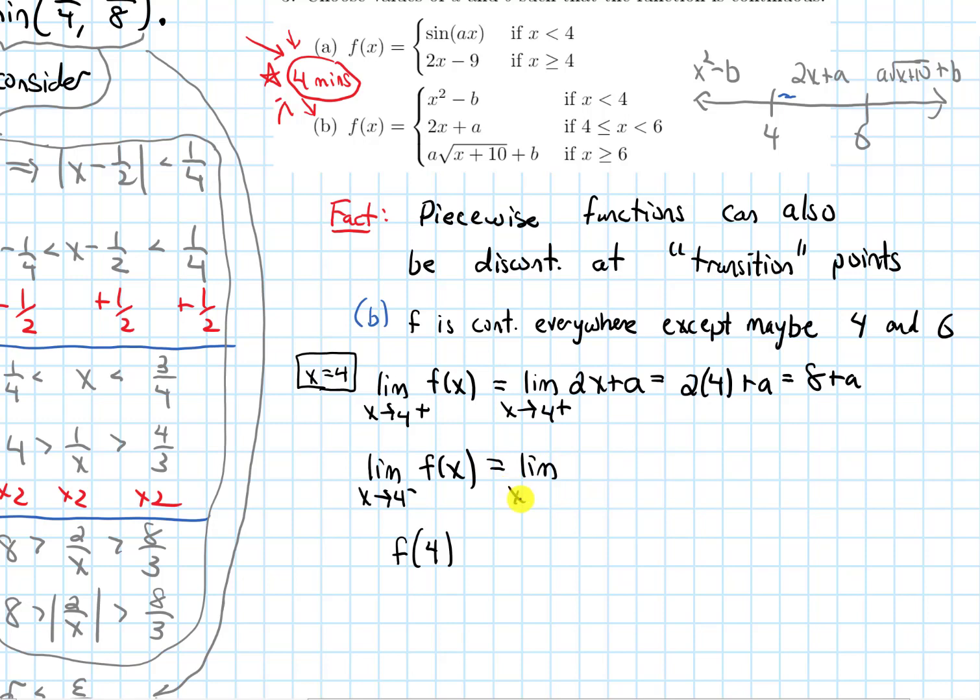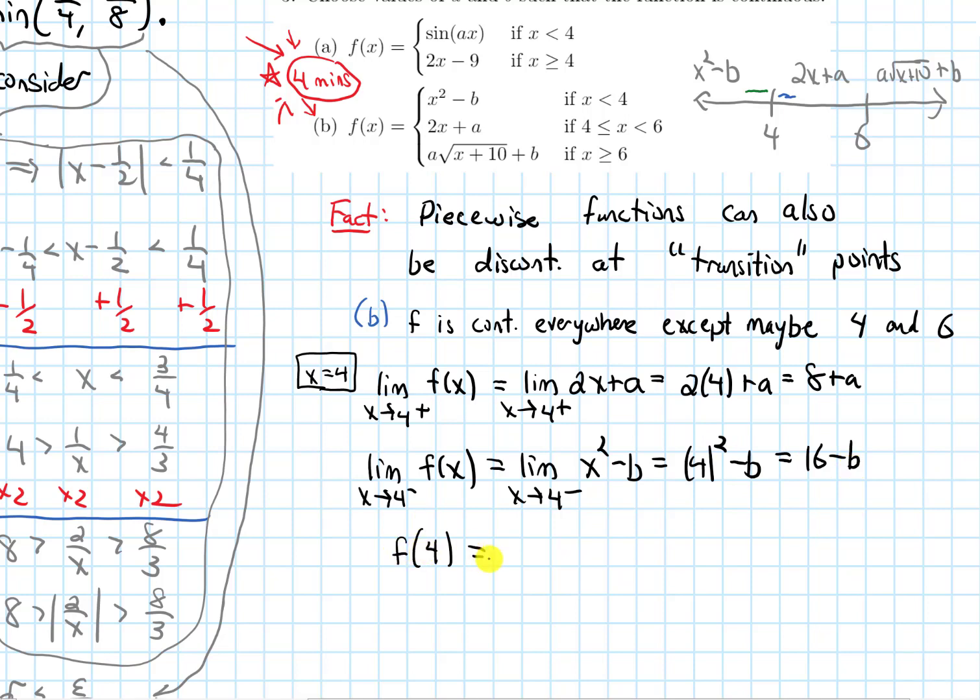The limit as x approaches 4 from the left. On the left-hand side of 4, we're getting really, really close to 4, but on the left of 4, that is over here. We're going to use the piece x squared minus b. And plugging in 4, we'll get 4 squared minus b, which is 16 minus b.